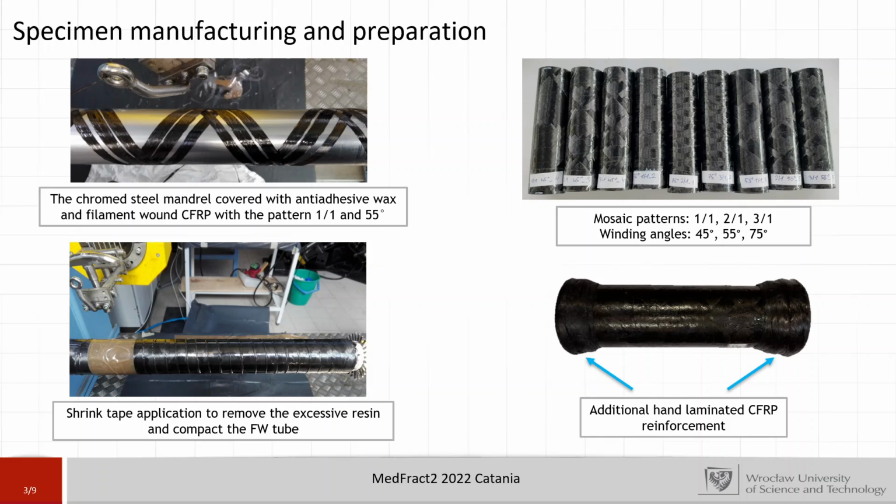In order to have a good quality of the surface of the filament wound tube, we used a shrink tape. It also helps to remove the excessive resin, which is also better during the testing, and also the fiber volume of the composite is higher. In the axial compression testing, we had to use additional hand laminated reinforcement on the ends of the specimens in order to avoid crushing in that area and premature failure of the specimen.